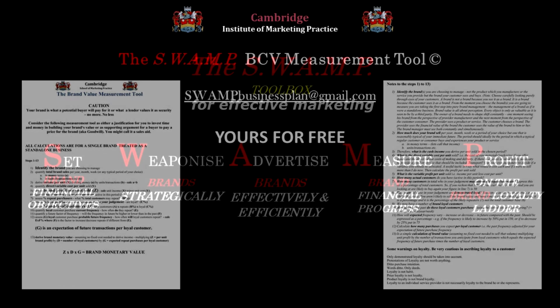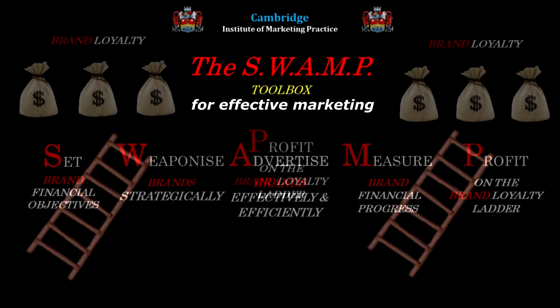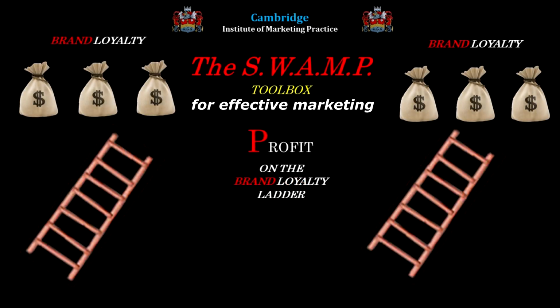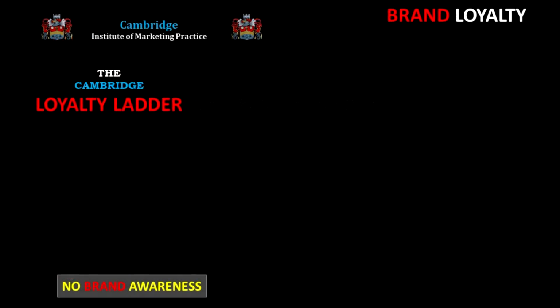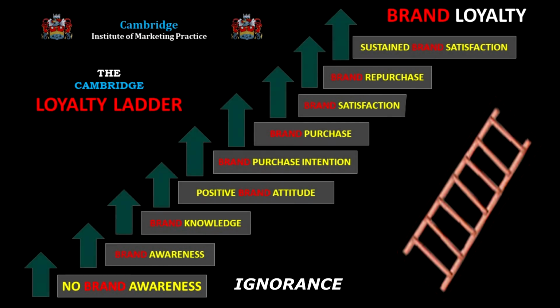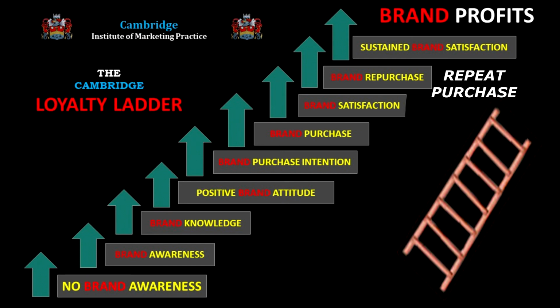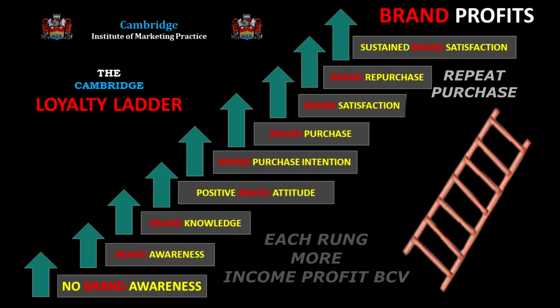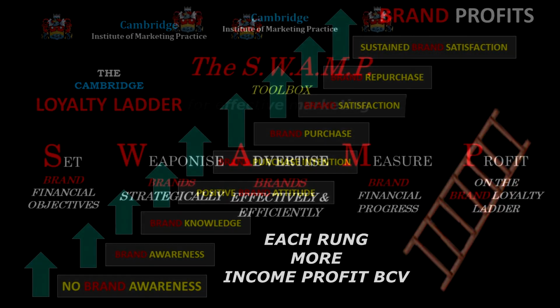And finally, P for profit on the loyalty ladder. Brand loyalty is everything when it comes to brand profit and BCV. It's a long, hard climb to brand loyalty. Many rungs. The Swamp ladder maps them all, from ignorance to brand awareness, positive attitude, purchase intention, and repeat purchase. But it is worth the climb, and each rung brings more income, each rung brings more profit, and each rung brings more brand cash value, more BCV.